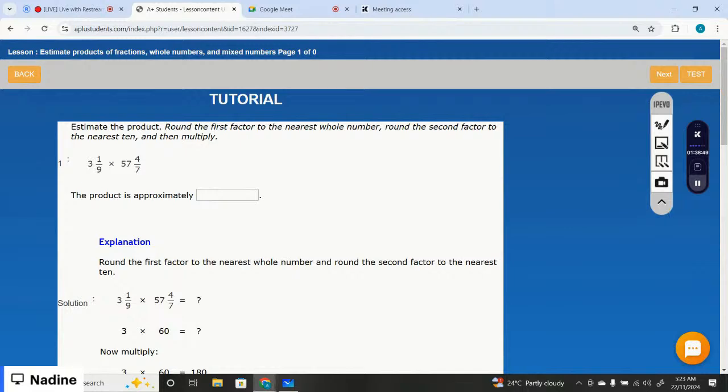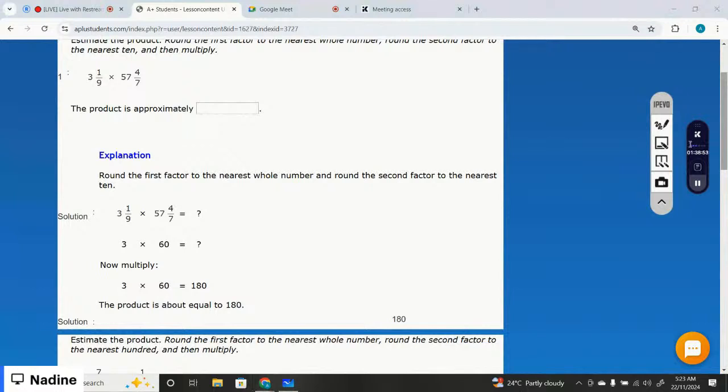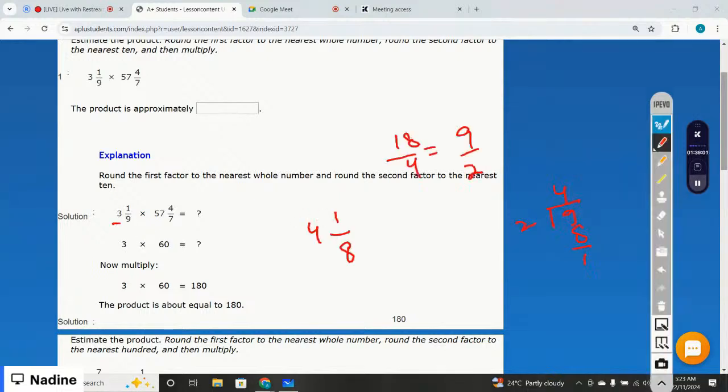So let's just round these off. That is 3 whole 1 over 9. Just look at the fractional part. That is 1 over 9, right? That means that is less than half, so you need to round to the same whole number.